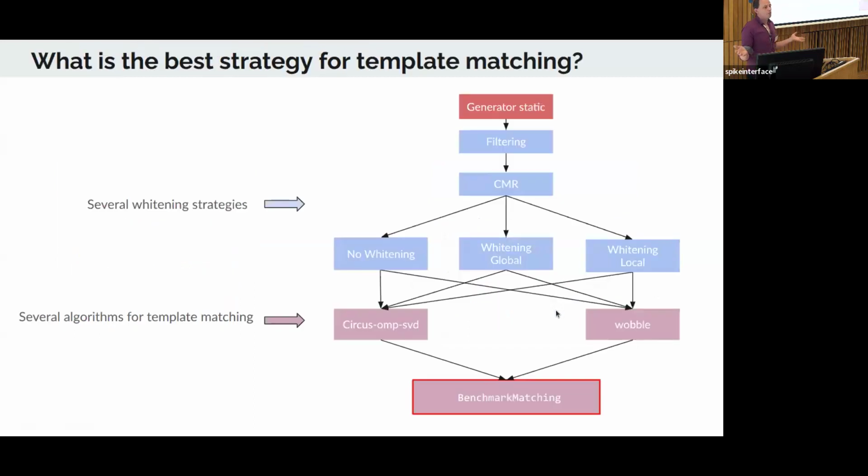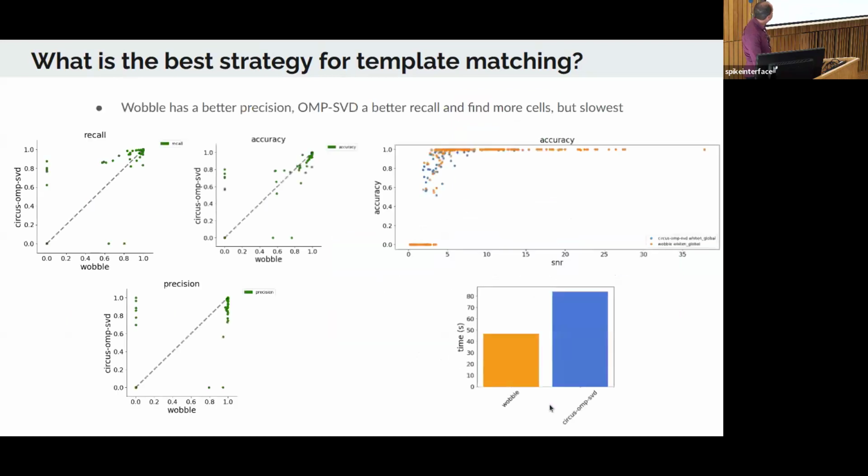So we can benchmark those two. What's the best? Which one should I use? I don't know. So again, the same pipeline, whitening or not, this is a question. And I'm providing those real templates to those two methods, and I'm benchmarking it. So again, out of the box, this is the recall, accuracy, and precision comparing those two algorithms. So Circus or MPSVD tends to have a better recall, finding more cells, but Wobble has a better precision in a sense. And Wobble is a bit faster.